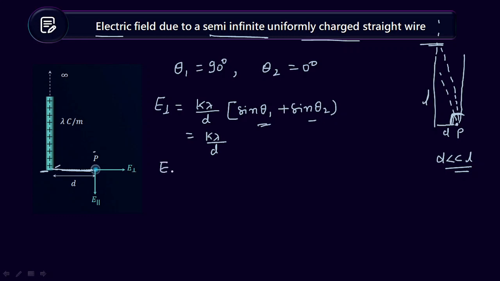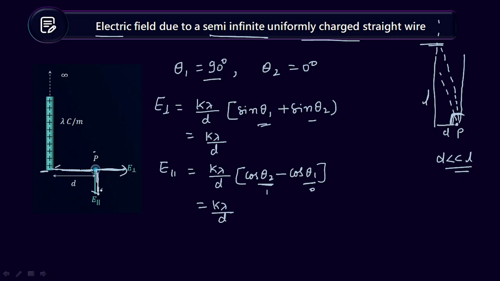Similarly we can write E parallel, that will be equal to K lambda by D (cos theta 2 minus cos theta 1), since the angle gets changed. So again, cos theta 1, cos 90 is how much? 0, and cos 0 is how much? 1. So this is equal to K lambda by D. So here we got two electric fields which are equal in magnitude and at an angle of 90 degrees, right?